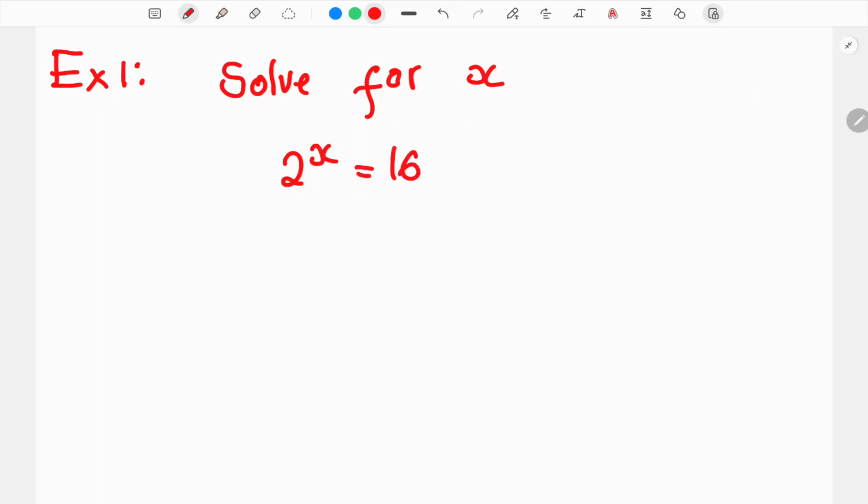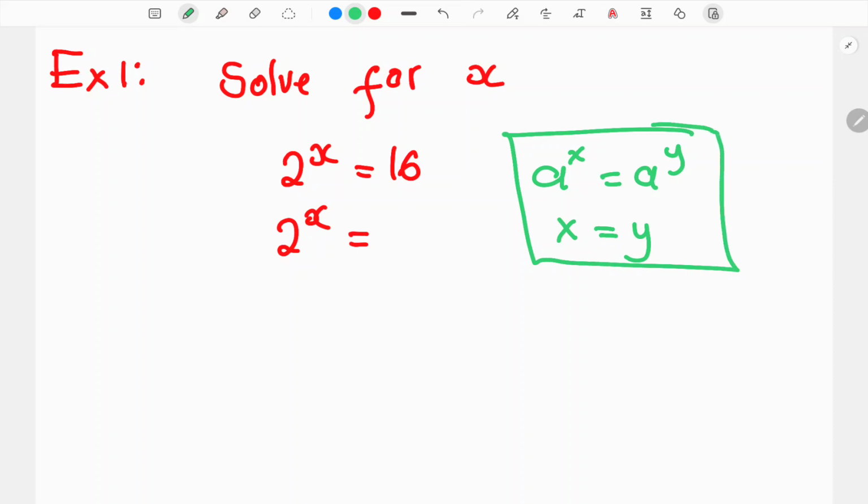Okay, solve for x, you're given that. How do we solve for x in this case? This is 2 to the power of x, and this is 16, right? I just learned a new skill on my calculator that can help us change the 16 to be something to the power of 2, right? We want the 16 to be something to the power, because we know the law that says a^x equals a^y, and then we can say x equals y. This is how we desire to solve this.